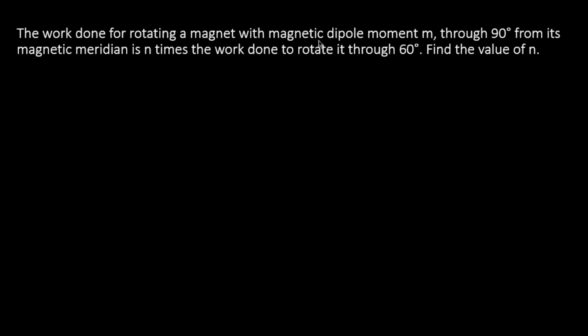The work done for rotating a magnet with magnetic dipole moment m through 90 degree from its magnetic meridian is n times the work done to rotate it from 60 degree. So find the value of n.